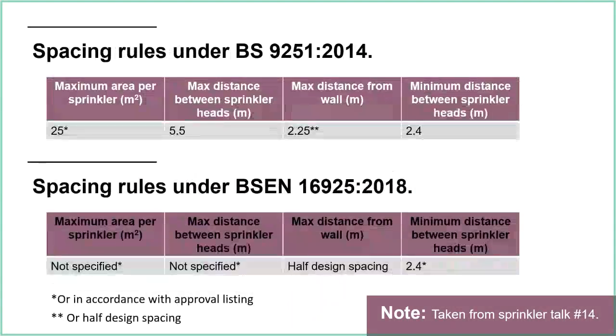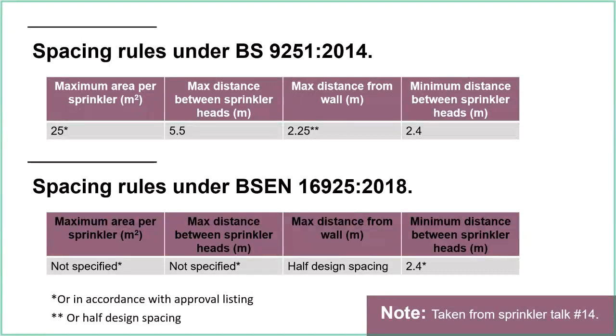Today I'm going to be looking at residential spacing. So we've looked at this spacing again. This was taken from Sprinkler Talk 14. Well, I told you that under 9251 we have a maximum area per sprinkler of 25 square meters, so much larger than ordinary hazard, based on statistics, based on fire tests carried out. There's going to be less expected fire load in the average house than there is at the average warehouse or factory.